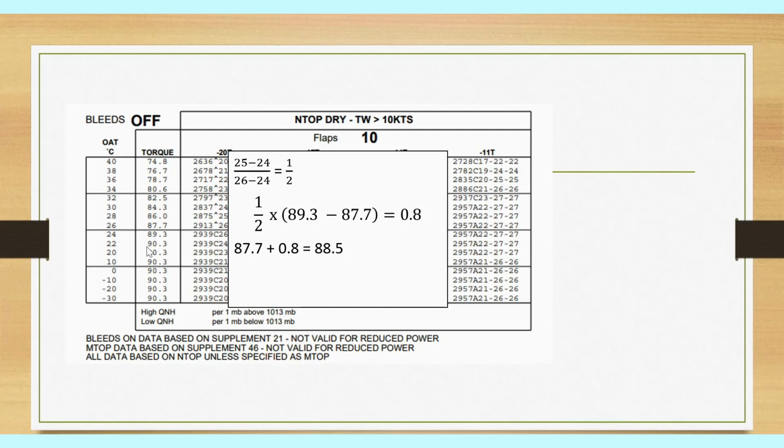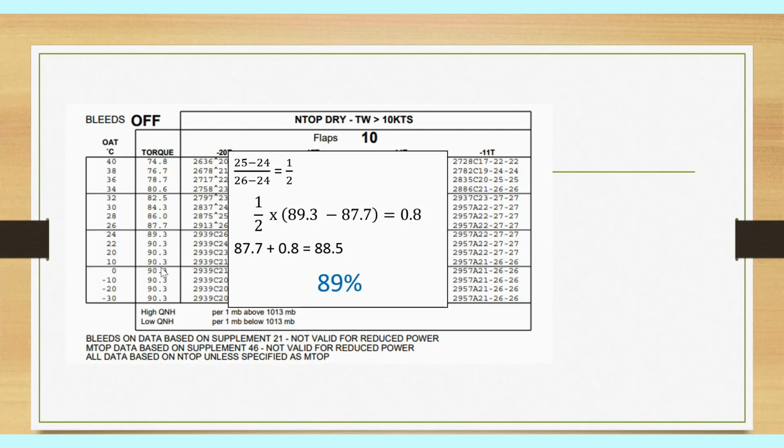Now you must remember that the aircraft doesn't give decimals on the ED when you start pressing the NTOP or MTOP or the reduced takeoff power button, right? It doesn't give you decimals, it gives you whole numbers. So 88.5 will be 89%. And you can clearly see that is somewhere around 89% here, and then it keeps increasing.